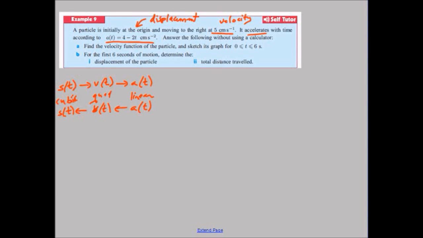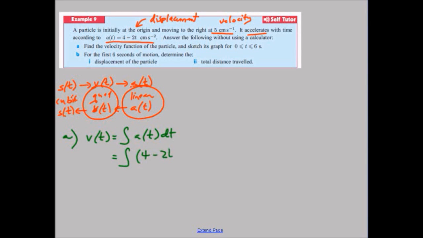So answer the following without a calculator. Find the velocity function of the particle. Sketch its graph from 0 to 6. Okay, so velocity function, we're looking for this, and we're given this linear acceleration function. So we know we should end up with a quadratic. So part A, velocity function is equal to the integral of the acceleration function. That acceleration function is 4 subtract 2t.